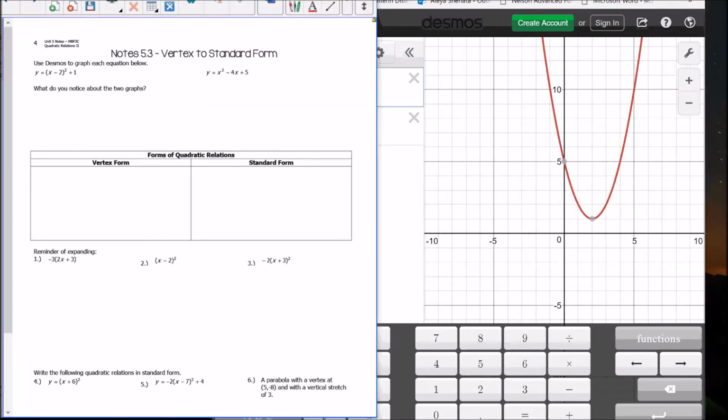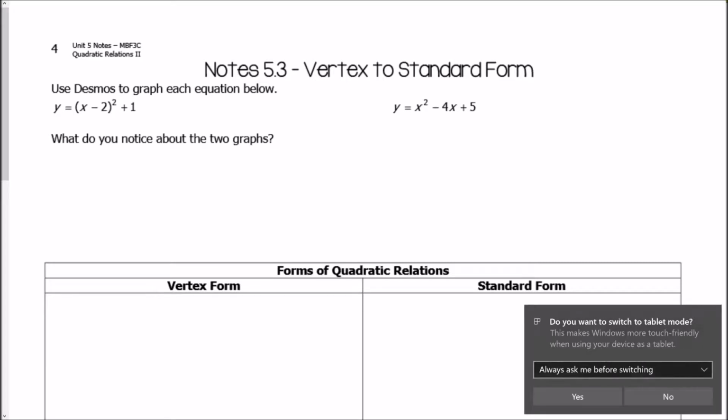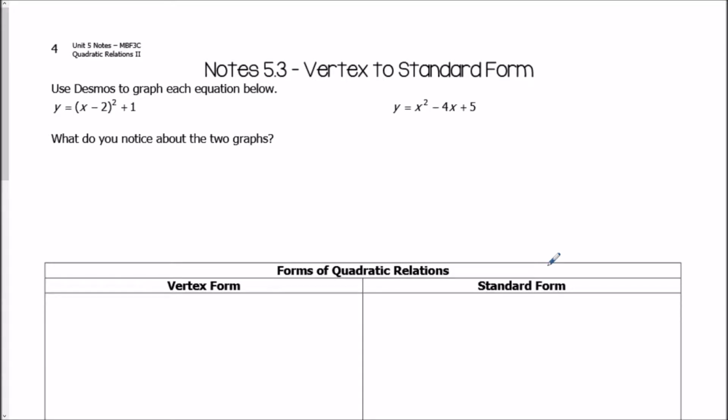Okay, so right here where it says, what do you notice about the two graphs? You should say that the graphs are the exact same parabola. Okay, so we can say that the graphs are exactly the same parabola.